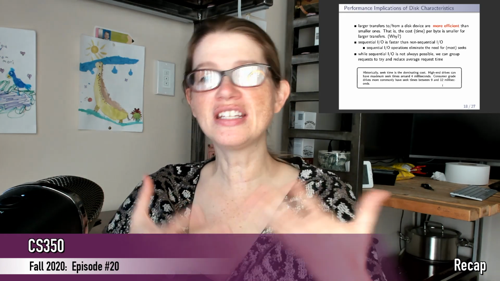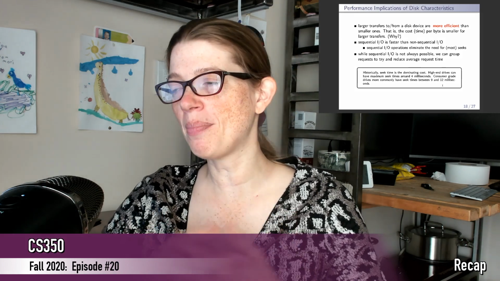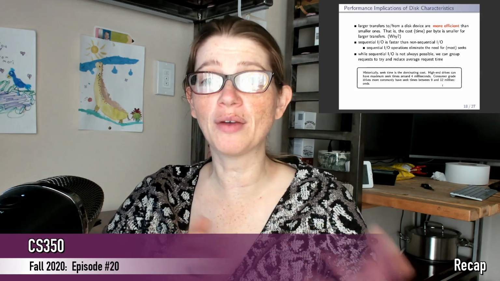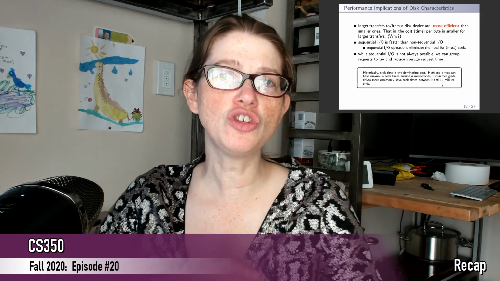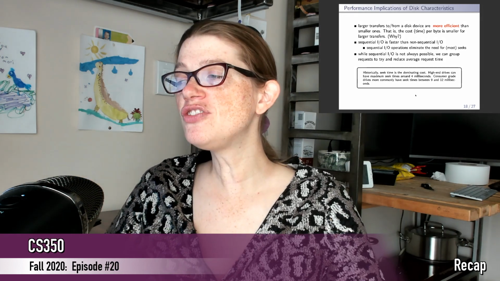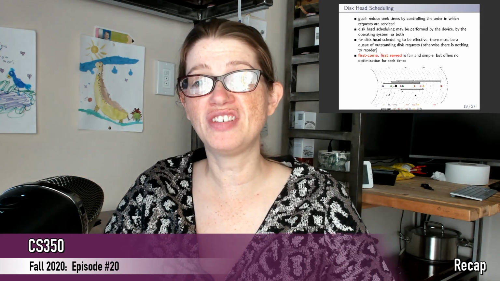However, unfortunately, sequential IO is not generally what's happening on your computer. It's actually more like random IO because your file isn't usually stored in just one sequential place on your disk. It's usually scattered to the wind. So what we do is this concept of disk head scheduling.